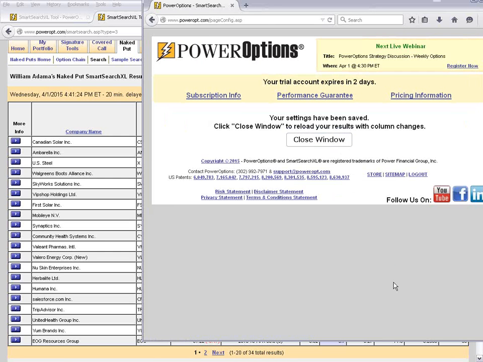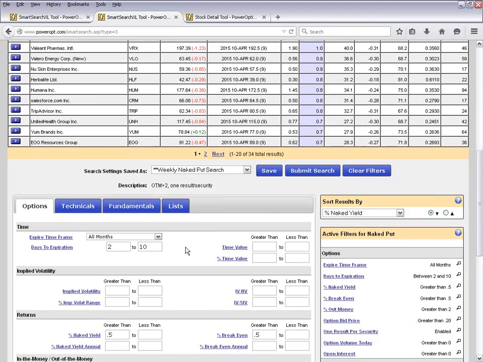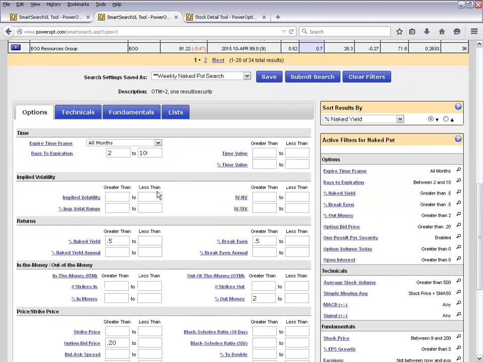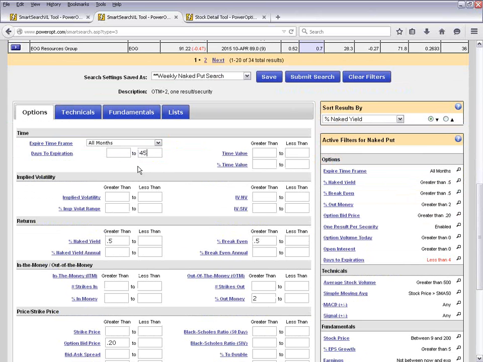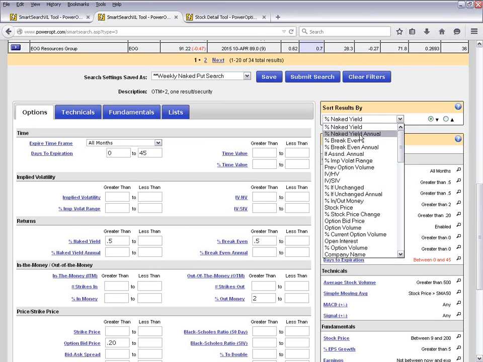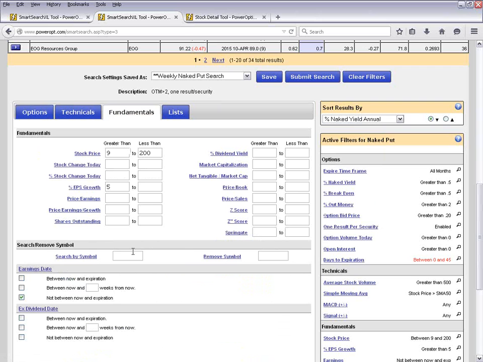All right, let's go ahead and submit that. Close the window as well. It's going to refresh our page. There we go. So we've got the naked yield annualized. And what I want to do now is I'm going to extend my time frame. I'm going to select it to all months. Let's keep it under 45 days, 0 to 45 days. And I'm going to sort it by naked yield annual. But we're just going to look at CRE.